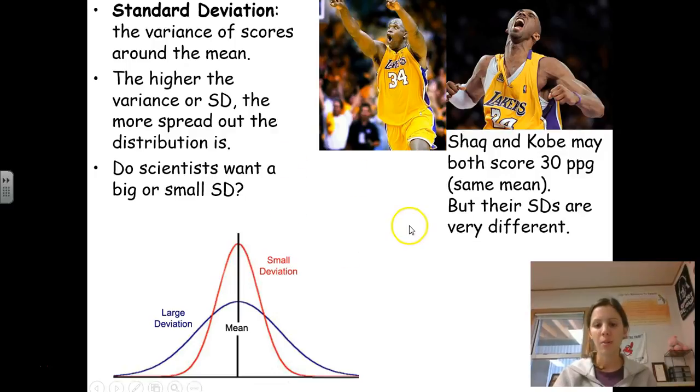Okay? So in basketball, I would want a player that has a very low standard deviation because I know that they're very consistent from game to game. Would scientists want a big or small standard deviation? Again, they'd want a small standard deviation because that proves consistency with their data.